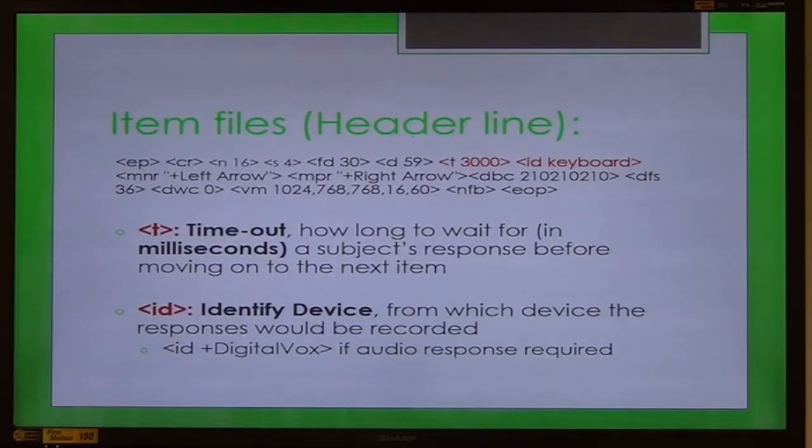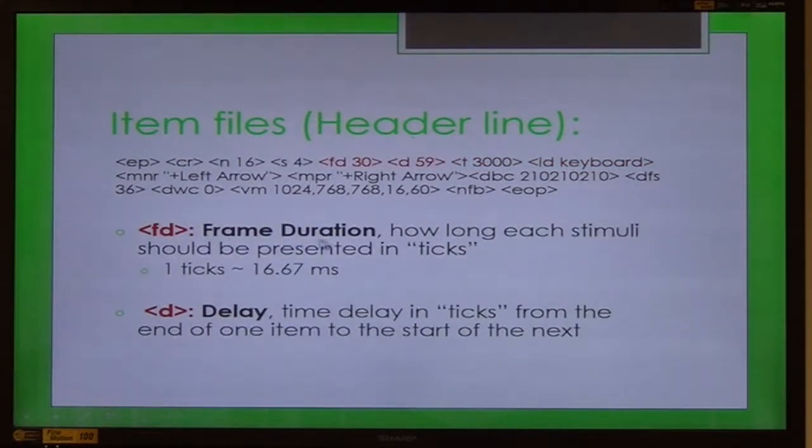So you have to note that for FD, the frame duration, like the stimulus duration, the unit is in ticks. A tick is actually around 16.67 milliseconds. So for example, FD 30 means the frame duration is 30 times 16.67 milliseconds, which is around 500 milliseconds. So remember, for FD, the duration unit is in ticks, not milliseconds. Don't make it wrong.